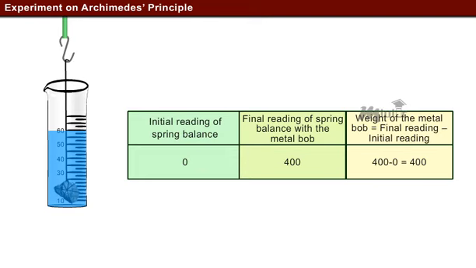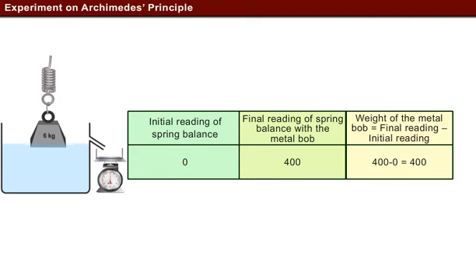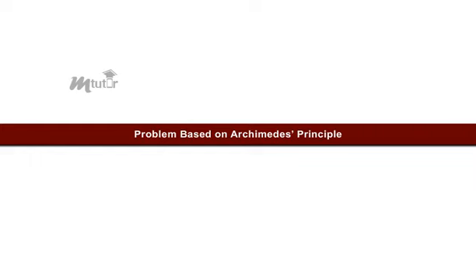Let's table the initial and final weights of the spring balance. From these values, we can calculate the weight of the metal bob to be 400, and its unit is Newton. According to Archimedes' principle, whenever an object is partially or fully immersed in a fluid, the buoyant force or the upthrust force is equal to the weight of the fluid displaced by it. Problem based on Archimedes' principle.